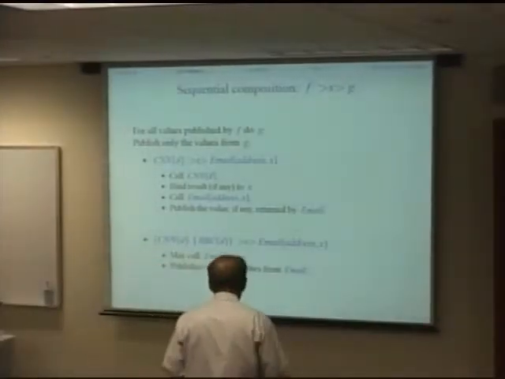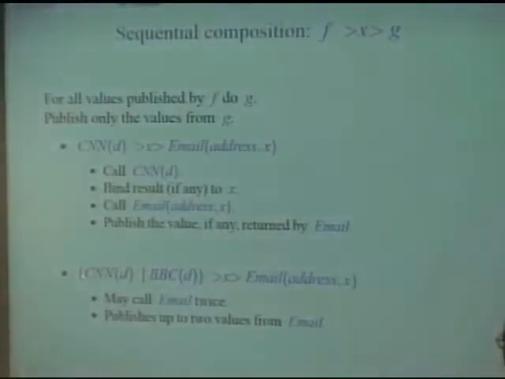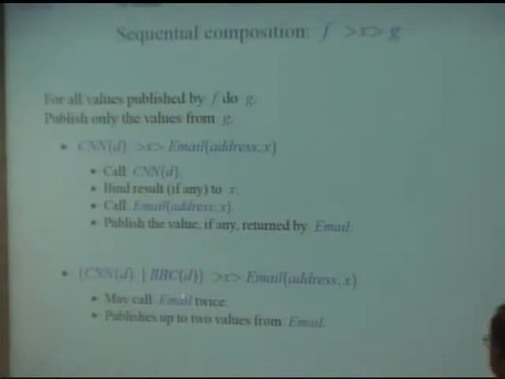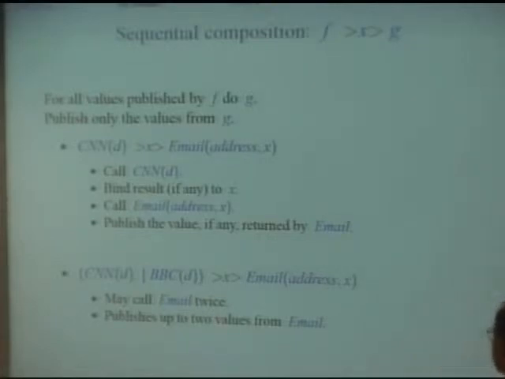But what's different is when you go to this example. Here we have this is the first part and this is the second part. Here we'll call CNN and BBC simultaneously. And we may possibly receive 2 responses, one from CNN, one from BBC. And with each response, we'll call email. So we may call email twice, up to twice, and it will publish up to 2 values from email, whatever email does.